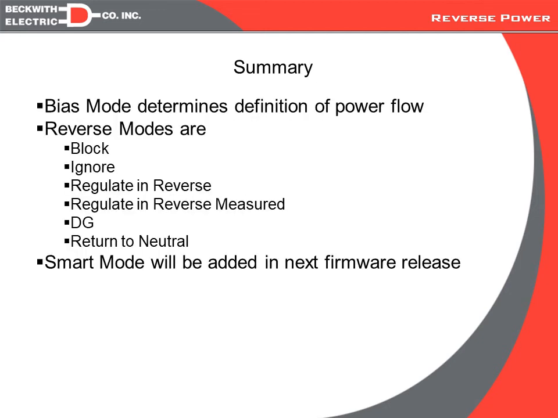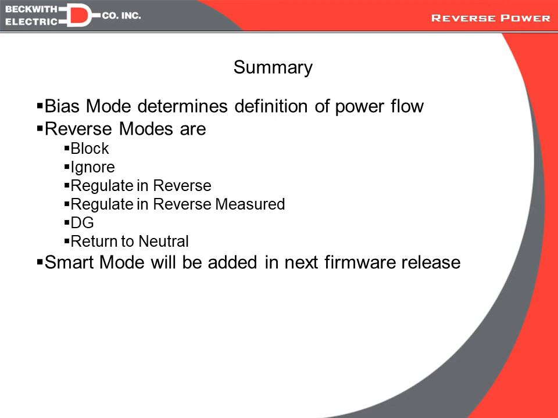So in summary, reverse power's definition is defined by the power bias mode. First of all, reverse power is always only looking at the real portion of the current, and depending on the setting of the power bias mode, we may need 4 milliamps for 5 continuous seconds to bring us into either direction from the other, or we may have the 4 milliamps only go one direction, and then anything the other direction may bring us out.